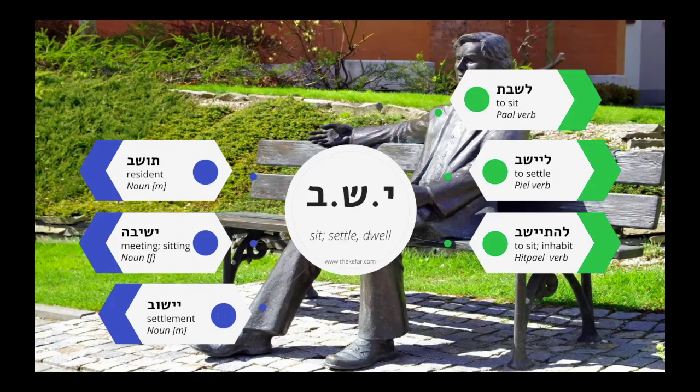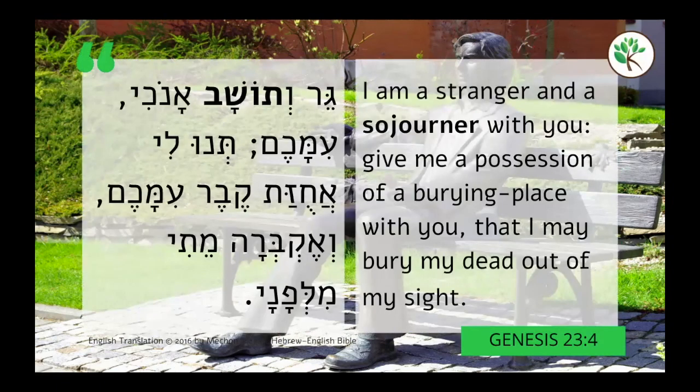So now we're going to look at a couple of passages from the Tanakh where we see this shoresh yod shin bet, and the Tanakh link is also in the video description. So in this verse from Genesis 23, we have the noun toshav, meaning a dweller, an inhabitant. This translation uses sojourner, basically someone who lives in a given place. It can be temporarily or it can be permanently.